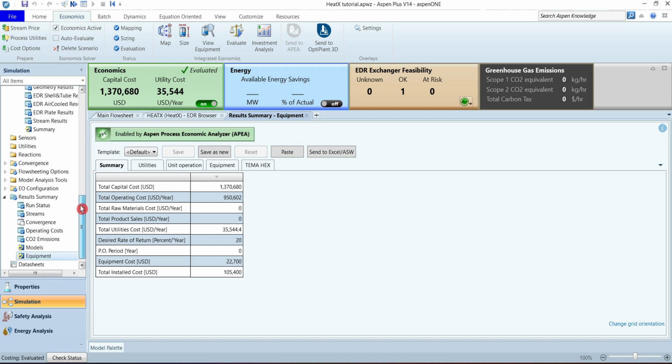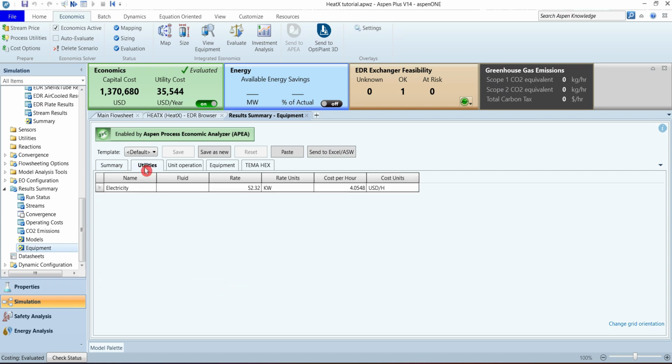In the navigation pane, in the last option of the result summary under the equipment, you can see these options. The quick summary is that the total capital cost for this exchanger is 1.370 million US dollars. Operational cost is also given. The utility cost is directly displayed on the dashboard as well. The desired rate of return is 20% to recover the cost of the exchanger. Only the specific equipment cost is also listed as 22,000 US dollars, and the total install cost is also given.